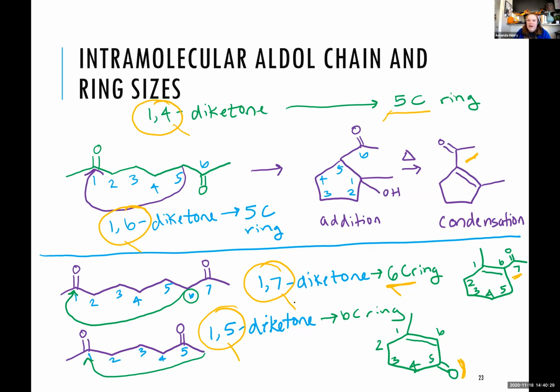So we form the 5 and the 6-membered ring because they have the best bond angles, the least amount of ring strain. Anything smaller than that is too strained. Anything bigger than that, it's just hard to make the right connections. They kind of miss each other if they're too big.